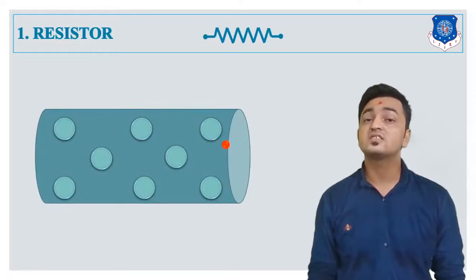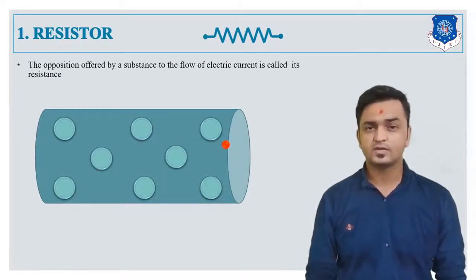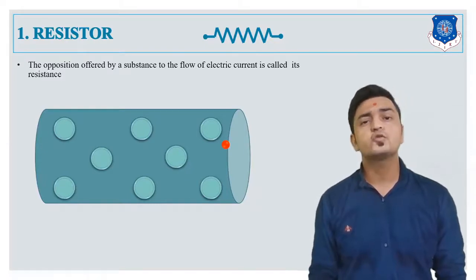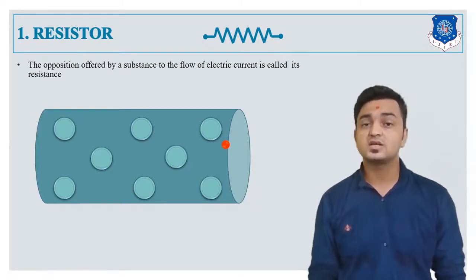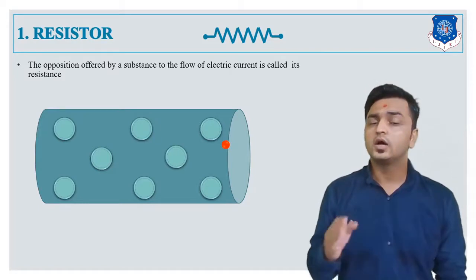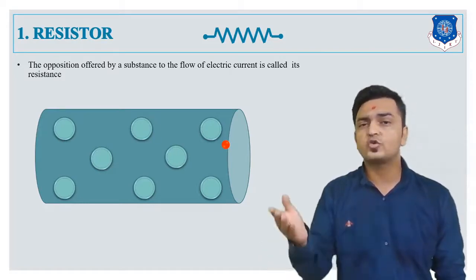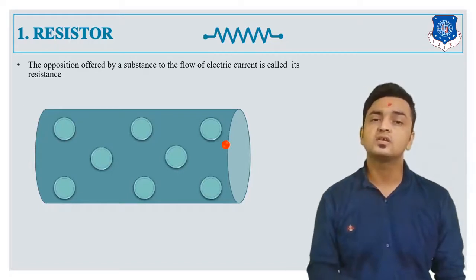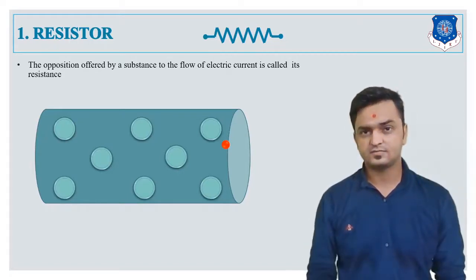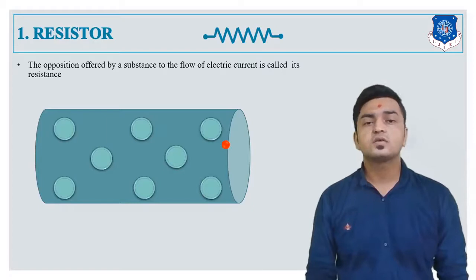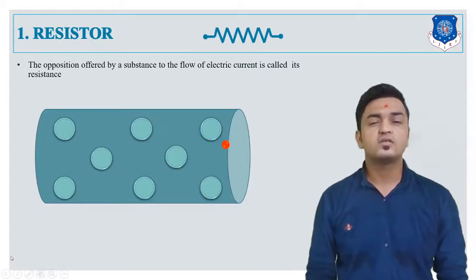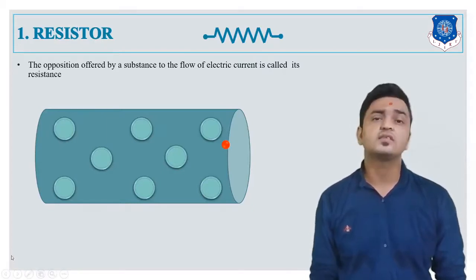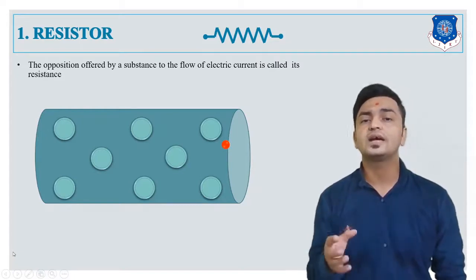Before discussing resistor, let me tell you what exactly resistance is. It is the opposition offered by a substance to the flow of electric current, or you can say the flow of electric charge. That is known as resistance. In our previous video lecture, we defined what current is: the directed flow of electric charge.